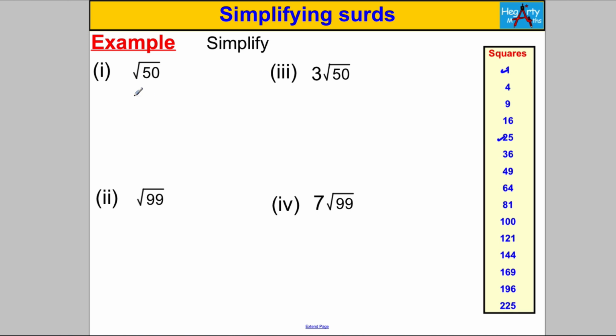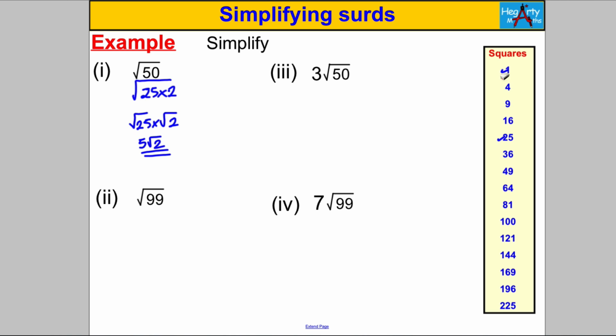So let's write root 50 like this. Let's write it as root 25 multiplied by 2. Then break that up into root 25 multiplied by root 2, which is going to be 5 times root 2, which we just write 5 root 2. And we're done. What about this one?